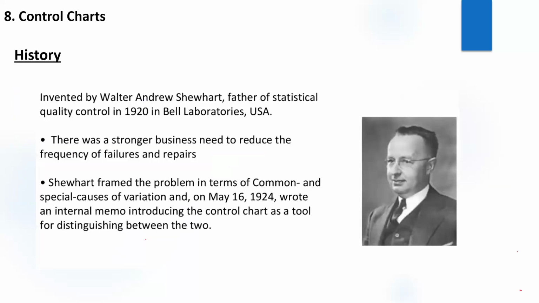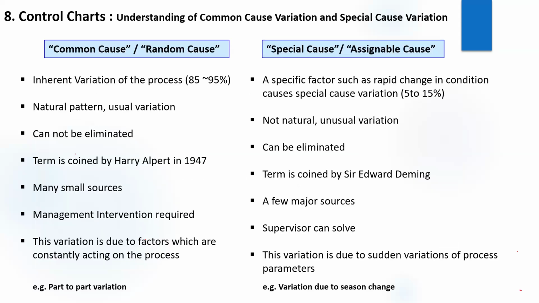As I told, it is a very vast tool. We will not cover it entirely because it takes 4 hours to complete. It is a separate session on control charts, but we will go through it quickly. So, history: Walter Shewhart was the father of statistical quality control, and he invented this tool in 1920 in Bell Laboratories, USA. At that time, there was a need to reduce the frequency of failures and repairs, and hence he invented the control chart.